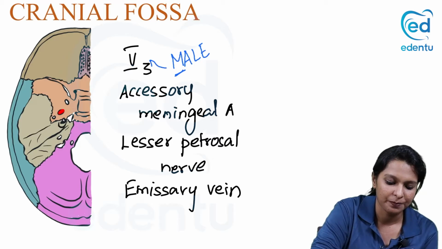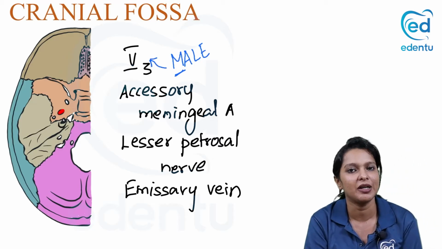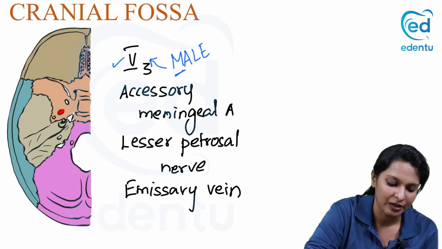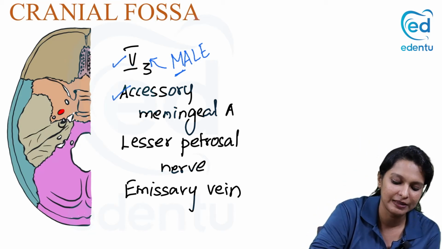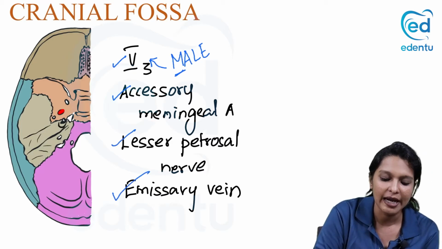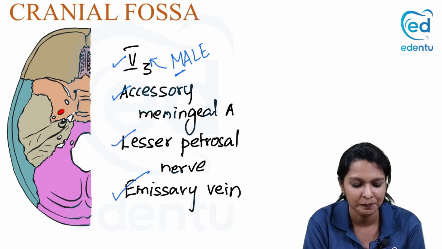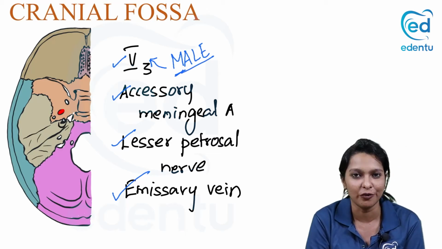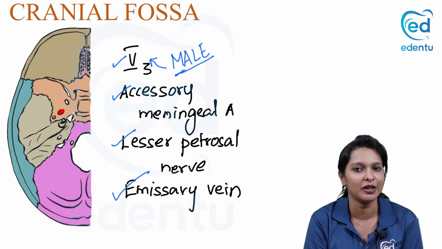M is this one, the third branch of trigeminal nerve, which is called the mandibular nerve. Okay, that passes. In addition to that, accessory middle meningeal artery, lesser petrosal nerve and emissary veins pass. Okay, these structures pass through foramen ovale, present in the greater wing of sphenoid.